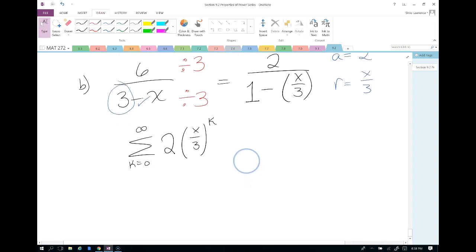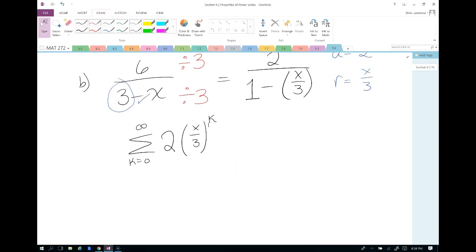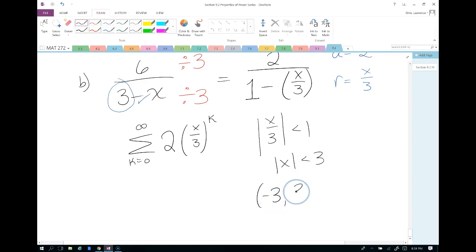We could also check our interval of convergence on these if we wanted to very easily. Remember, geometric series are only convergent when the absolute value of the r value is less than 1. And we'll multiply that 3 over. That means absolute value of x must be less than 3. So x must be between negative 3 and positive 3.